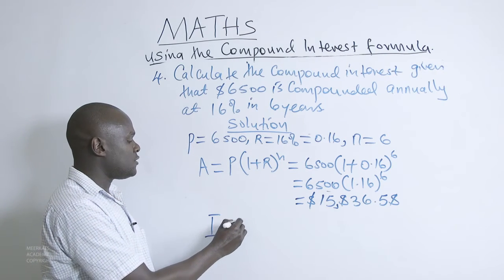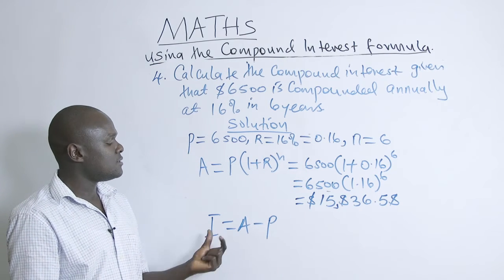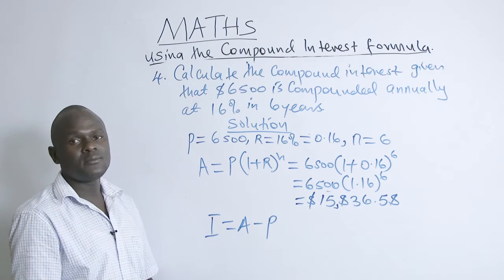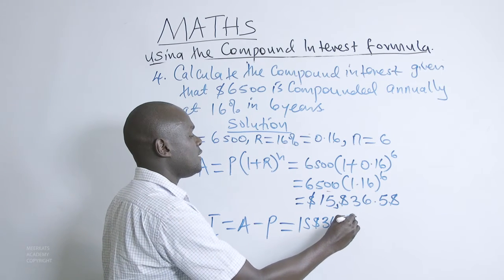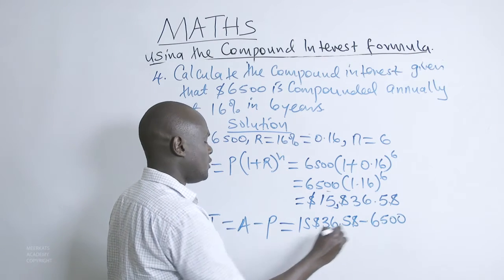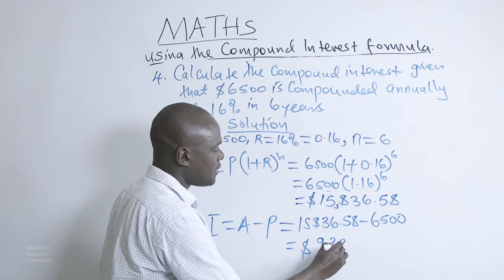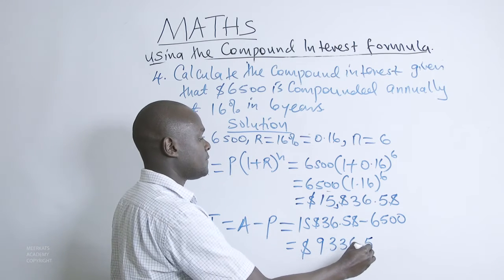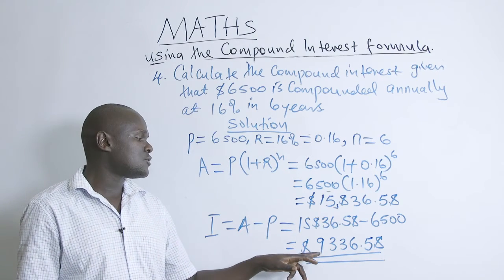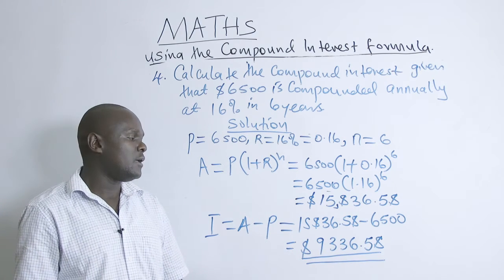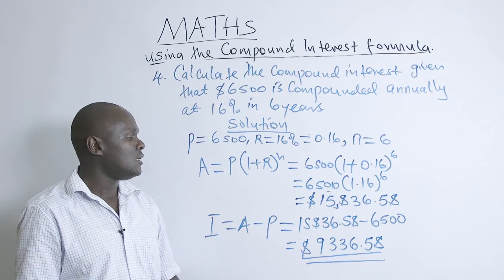And our compound interest is the difference between that amount minus the principal that was invested. Or if it was a loan, that interest accrued will be the difference between the amount accrued and the principal amount that was borrowed. This will be 15,836.58 minus $6,500. And this will give us 9,336.58. This will give us a compound interest of $9,336.58.